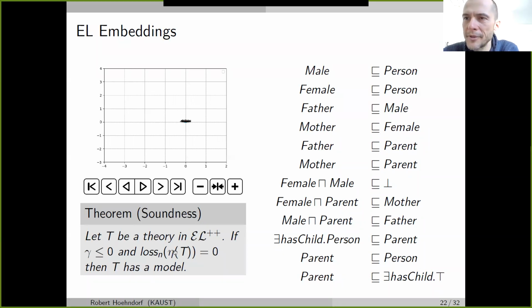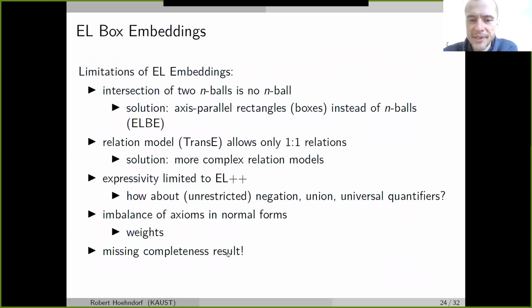satisfied if we can never reduce the loss to zero. Then this theorem holds true. So it might just be trivially true in all cases, and so it's not a very strong theorem. If we have this theorem and its inverse, so if T has a model, then we are able to reduce the loss to zero, maybe together with some other conditions, we call this completeness. Then we have a sound and complete embedding, but this is something that is still missing.